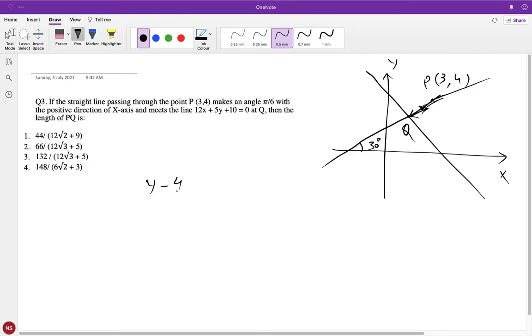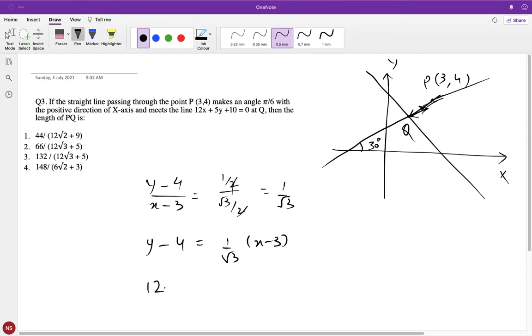Equation of line will be what? y minus 4 by x minus 3 is the slope. Slope is tan 30. Tan 30 is what? Sine 30 by cos 30. Sine 30 is half, cos 30 is root 3 by 2. So 1 by root 3. So y minus 4 is equal to 1 by root 3 into x minus 3, which is the equation of this line.